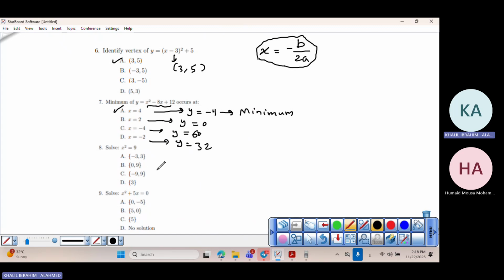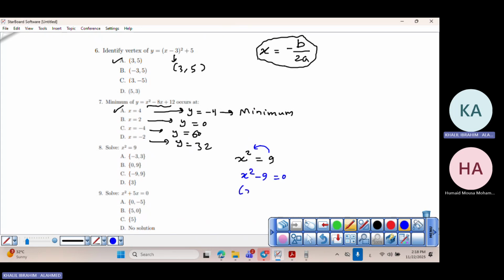Question 8. How to solve this equation? As you see, x squared equals 9. To solve this equation, it's easy. Just move this to the other side, like this: x squared minus 9 equals 0.